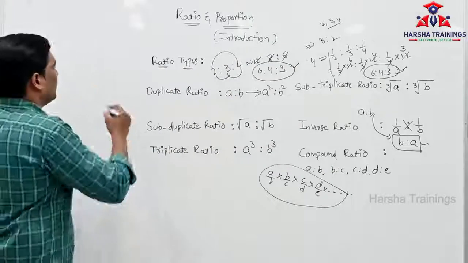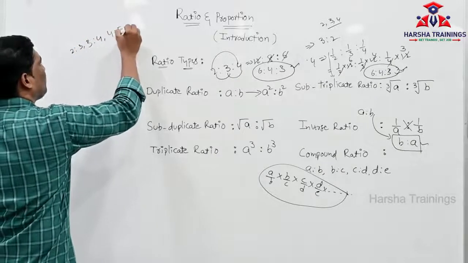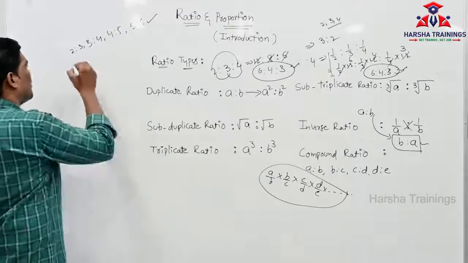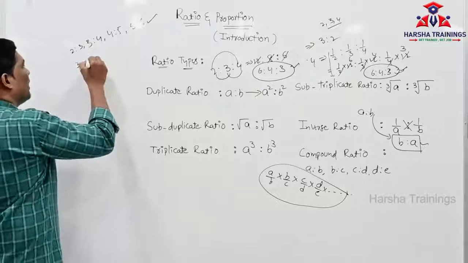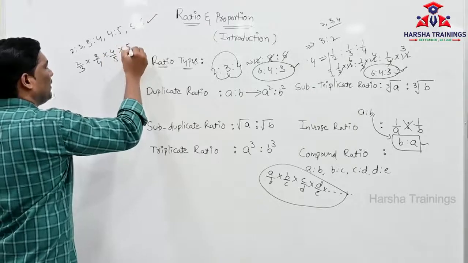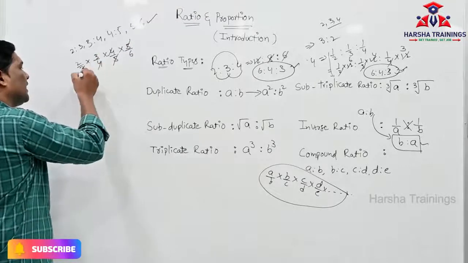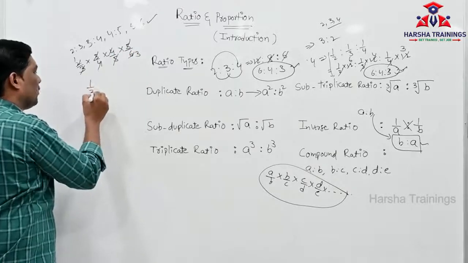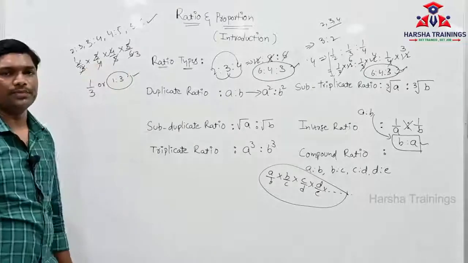For example, 2 is to 3, 3 is to 4, 4 is to 5, 5 is to 6. Find out the compound ratio. 2 is to 3 means 2 by 3, A is to B or A by B is the same. Into 3 by 4 into 4 by 5 into 5 by 6. Let me calculate. 5 and 5 cancel, 4 and 4 cancel, and 3 and 3 cancel. Then 2 ones are 2 and 2 threes are 6. The final answer is 1 by 3 or 1 is to 3. That is the compound ratio.